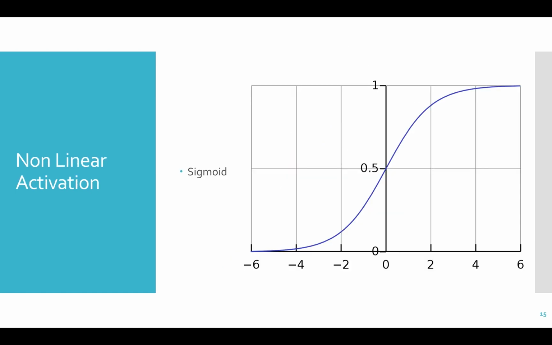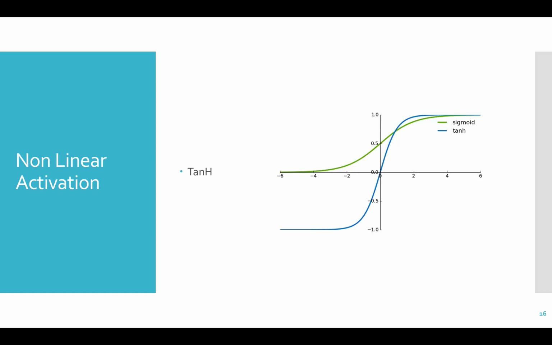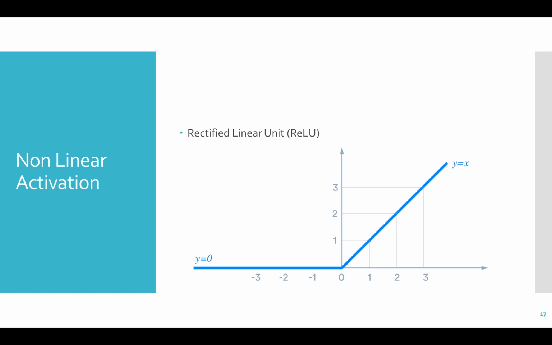What kind of nonlinear activation do we typically use? A common choice is the sigmoid function. It looks like this. Basically, it takes values from negative infinity to infinity and squashes them to be between 0 and 1. Another common choice is the tanh function. It's very similar to the sigmoid function, taking values from negative infinity to infinity and squashing them down between negative 1 and 1. More recently, a popular choice for deep networks is the rectified linear unit, or ReLU.